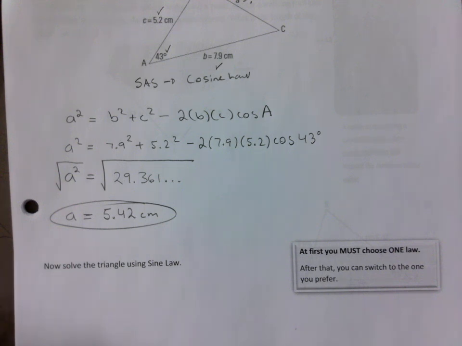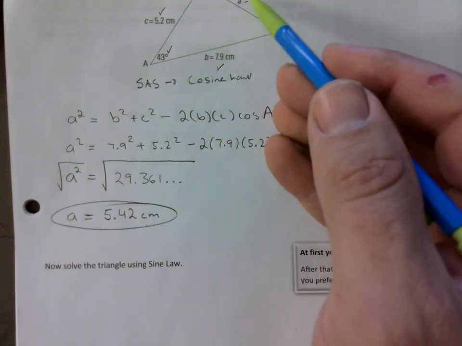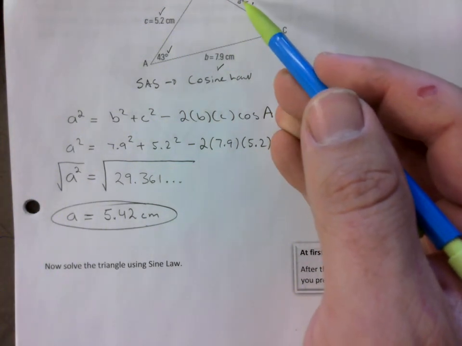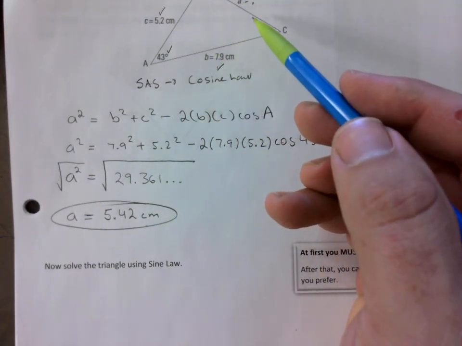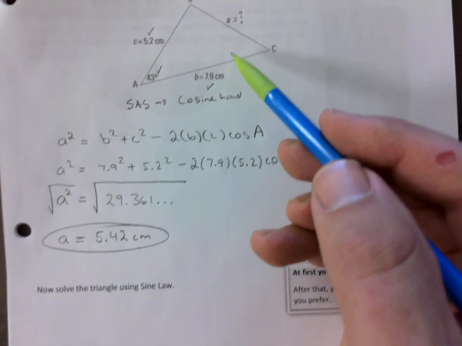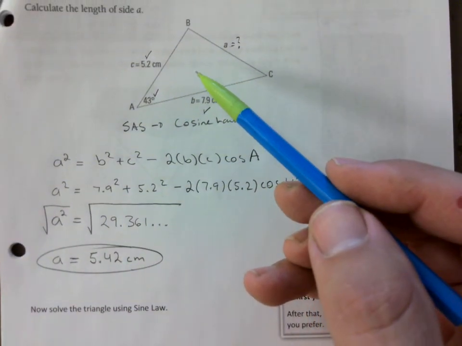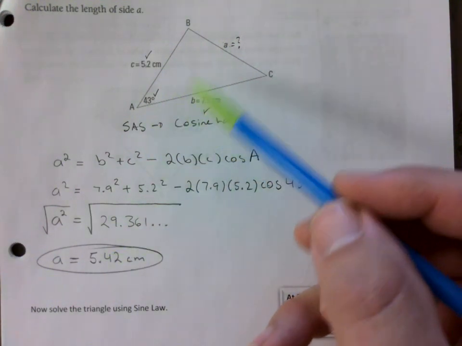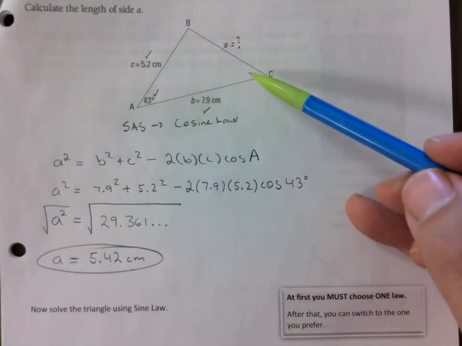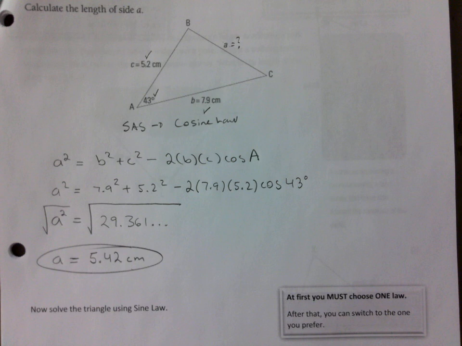Do you have a pair now? Yeah, now you have a pair. If you wanted to switch over to sine law now to solve the rest, you would be free to do so. Is this a side, side, side now as well? Side, side, side. You know all three sides. So you could use cosine law to find out the remaining angles as well. So as soon as you find stuff, you can do more with it, okay?